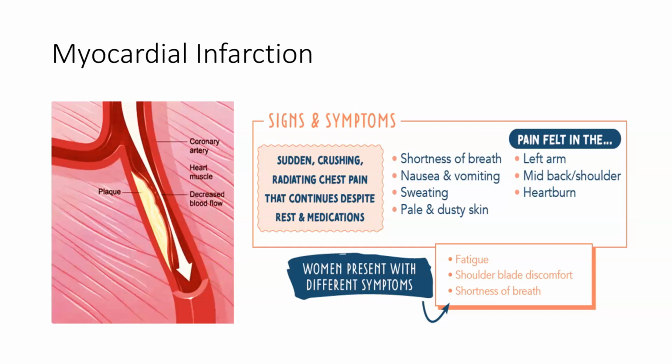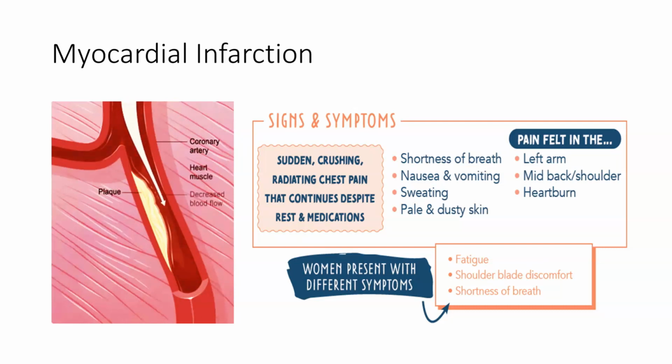So we've talked about the signs and symptoms, typical presentations versus atypical presentations, and that's important for us. Again, that time piece is going to be really important. Signs and symptoms: sudden crushing, radiating chest pain that continues despite rest and medications. Remember that opioid is the only thing that's going to get rid of the pain. You have this acute shortness of breath. You can have nausea, vomiting, diaphoresis. You have changes to your skin color and temperature. It's going to radiate to your left arm, mid-back, shoulder. It may present as just heartburn.